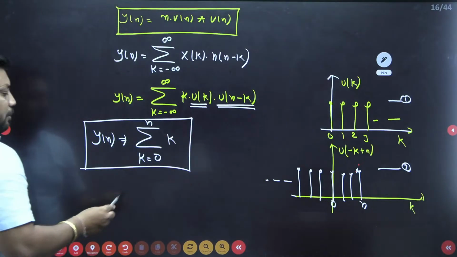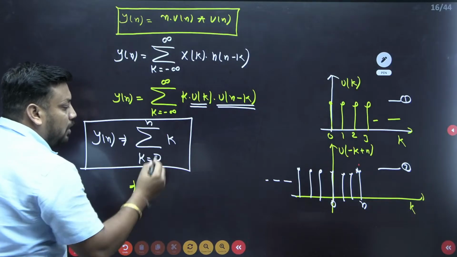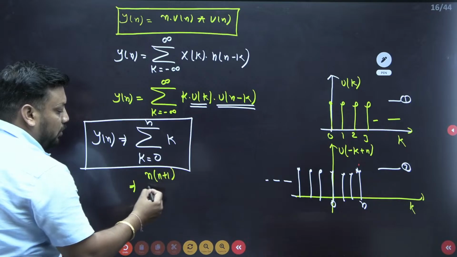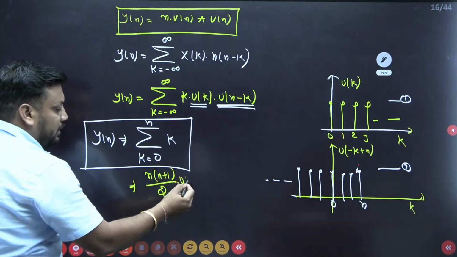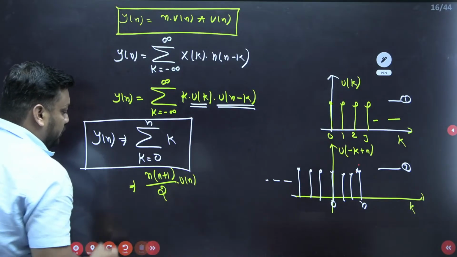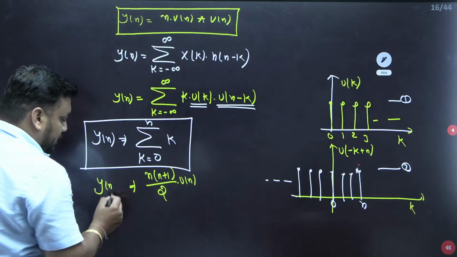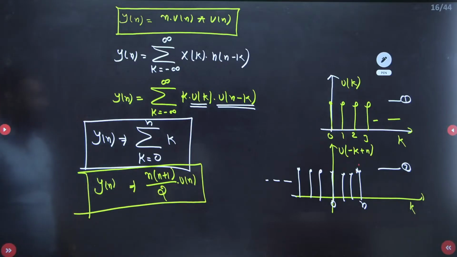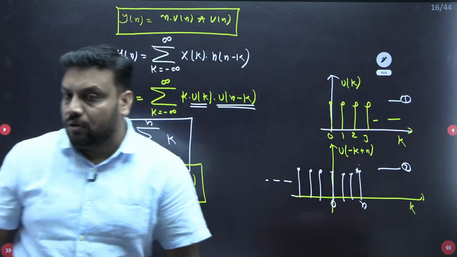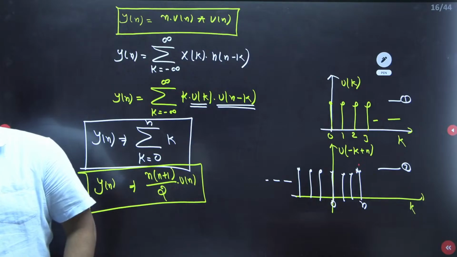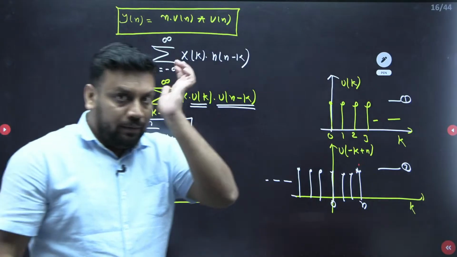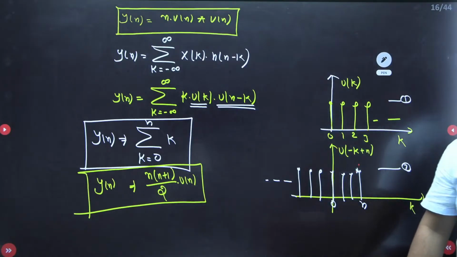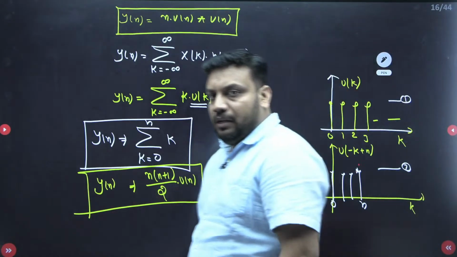If you remember the formula, then with upper limit n, it will be n times (n+1) upon 2. And because of the right-hand side, I can multiply with u[n]. So the final result for y[n] is n(n+1)/2 times u[n]. Tell me, beta, whether it is clear or not? Let me know, is this clear or not? All of you do reply fast. Is it clear?